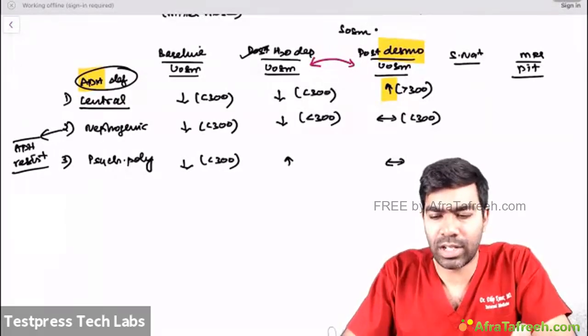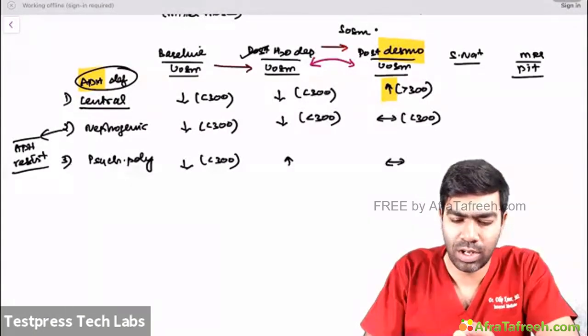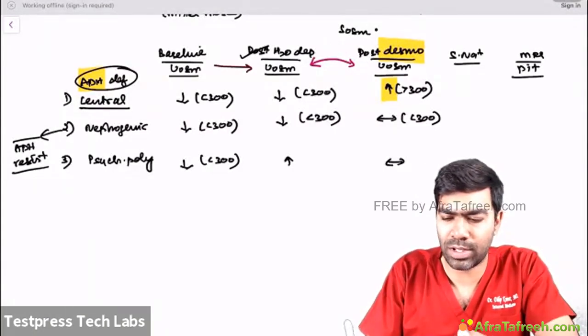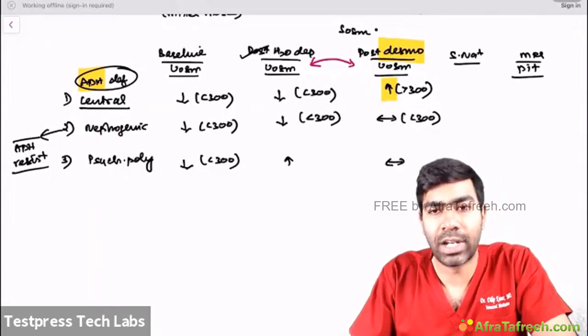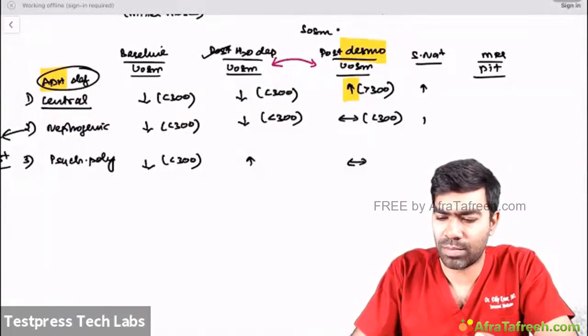Remember, it is quintessential to do this in a stepwise process. First, you need to do water deprivation. Only then do you go for the desmopressin test. If you do desmopressin first, it will result in a big confusion. As far as the serum sodium is concerned, we know that in diabetes insipidus the serum sodium will be increased, or it can be normal also.